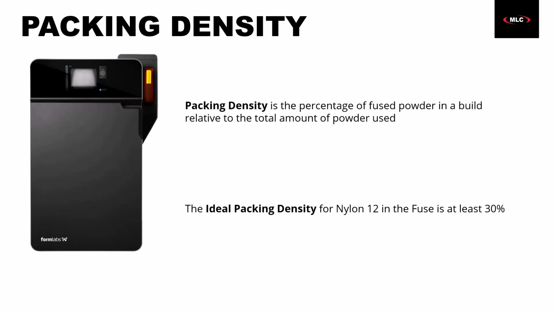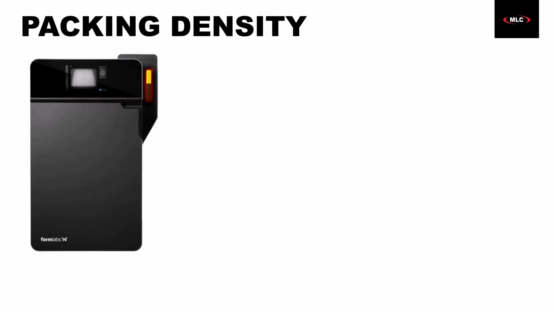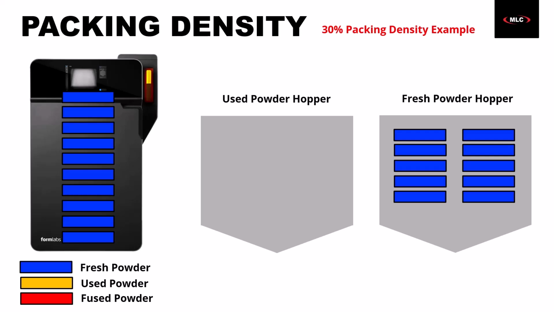And if that's confusing, that's great because it justifies the embarrassing amount of time I spent on these next few slides. So let's visualize this process just to make sure we all get it. So here we've got our Fuse on the left, which is full of fresh powder. We've got 10 blocks here, so each block represents 10% of our volume. And on the right side, we've got some representations for our used powder hopper and the fresh powder hopper within the SIFT. So let's kick off a print that has a 30% packing density.